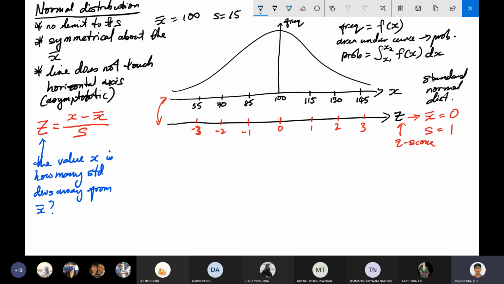Any problem? What's the first one again? The no limit to number of what? The first one under normal distribution. No limit to the number of standard deviations, because the line doesn't touch the x-axis. That's why this line actually goes infinitely long.